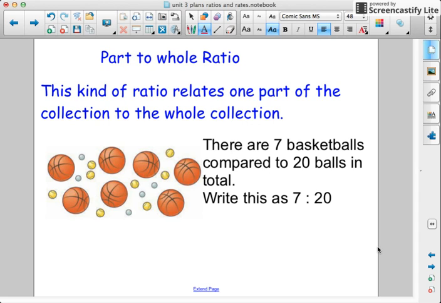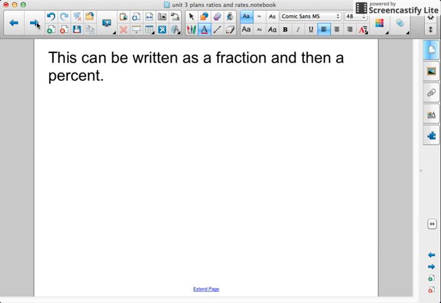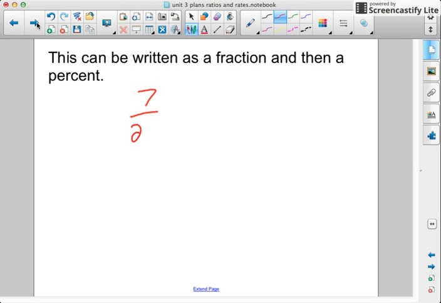So if we look at this picture here, there are 7 basketballs compared to 20 different kinds of sports balls in total. So we would write it as a 7:20 ratio. We could also write that as a fraction and a percent since it's a part to whole. We don't really do this for part to part ratios though. So 7/20 as a decimal, it could be 0.35 or 35%.